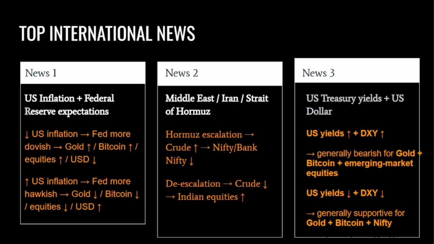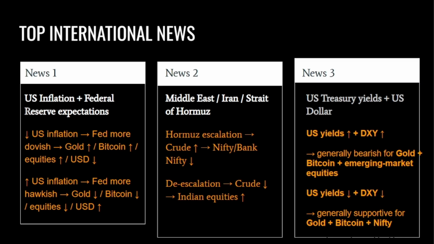The second major factor is the situation involving Iran and the Strait of Hormuz. Any escalation around the Strait of Hormuz could push crude oil prices higher. Higher crude prices can create pressure on Nifty and Bank Nifty. On the other hand, if there is de-escalation and the crude oil prices come down, that could provide support to Indian equities. So for Monday, crude oil traders need to keep a close eye on geopolitical headlines.